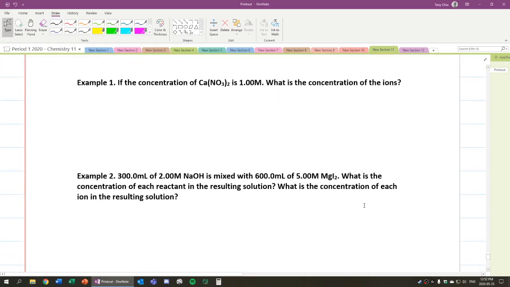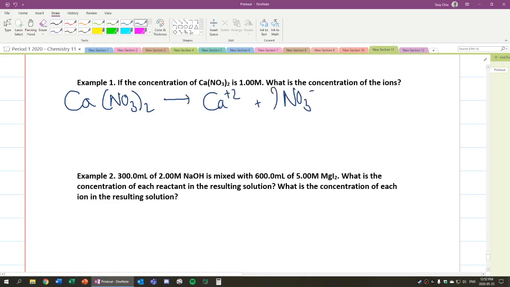Example 1. If the concentration of calcium nitrate is 1 molarity, what's the concentration of its ions? First of all, you have to write a dissociation equation. Calcium nitrate breaks apart into calcium ions and nitrate ions, but there are going to be 2 nitrate ions. So if you have 1 molarity of calcium nitrate, you have 1 molarity of calcium, but 2 molarities of nitrate ions.